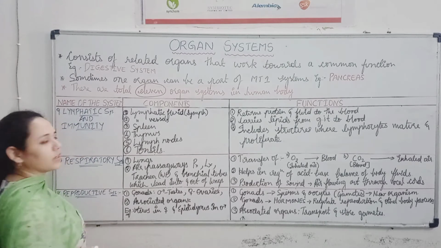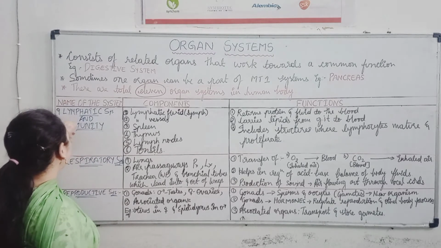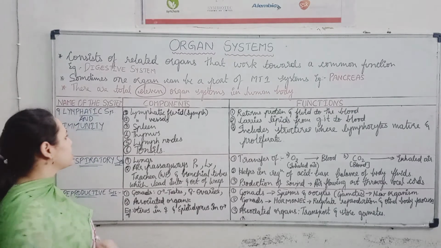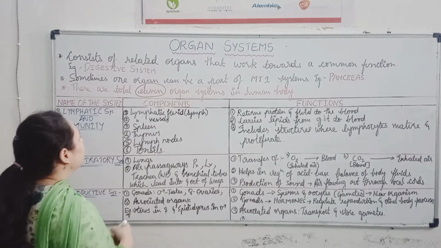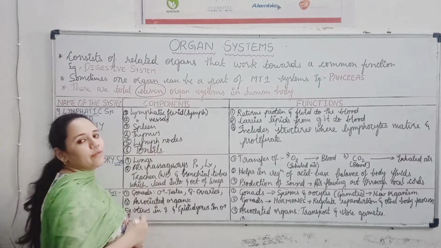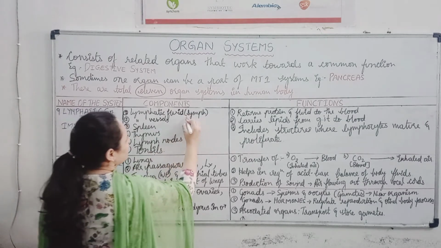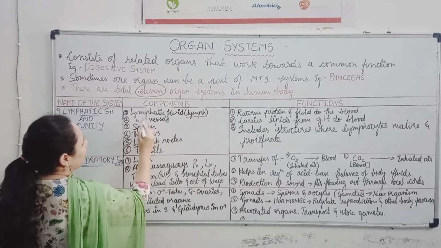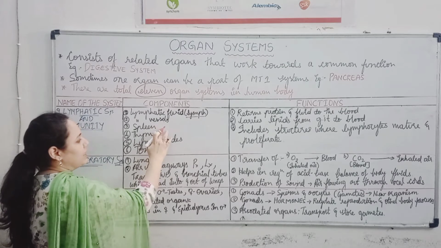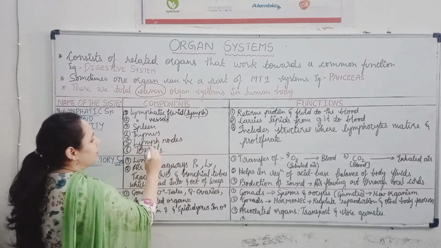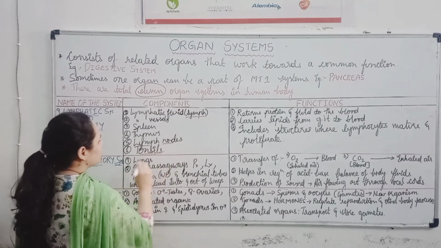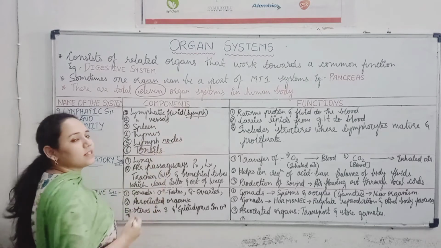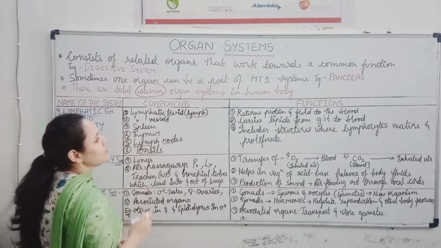So the next organ system is the lymphatic and immune system. This includes lymphatic fluid, which is also called lymph, lymphatic vessels, spleen, thymus, lymph nodes and tonsils. So these organs come under the lymphatic system.